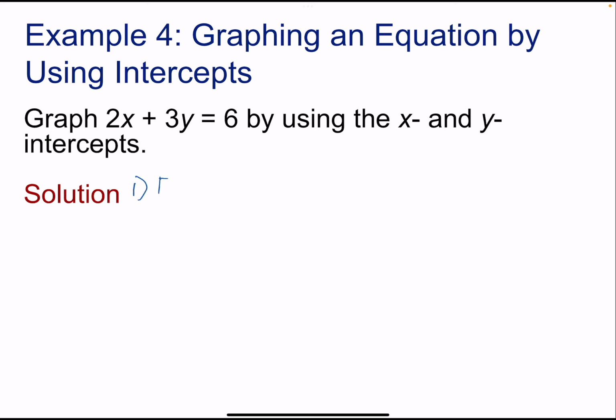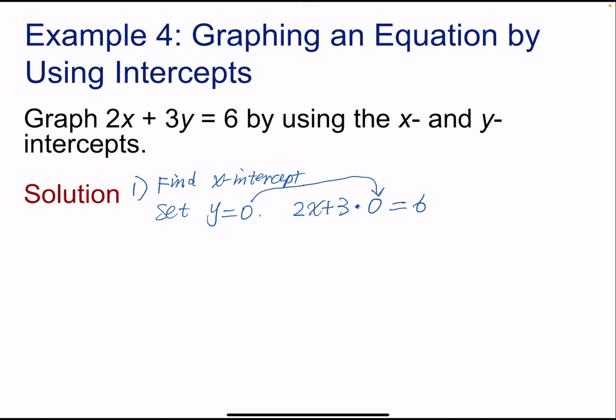First, we find the x-intercept. To find the x-intercept, we set y equal to 0 in the equation, of course. So I have 2x plus 3 times 0 equals 6, because that's y, and y equals 0. So solve this for x.